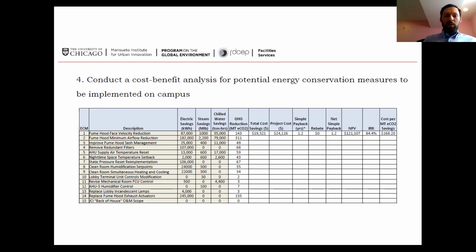We also consider projects that may have a longer payback, but offer other benefits such as operational improvements, other features that might improve the comfort or just the general things in the building that could impact occupants. So for this project, we're looking for students to work with facility services to perform these cost-benefit analyses for different energy efficiency projects around campus.